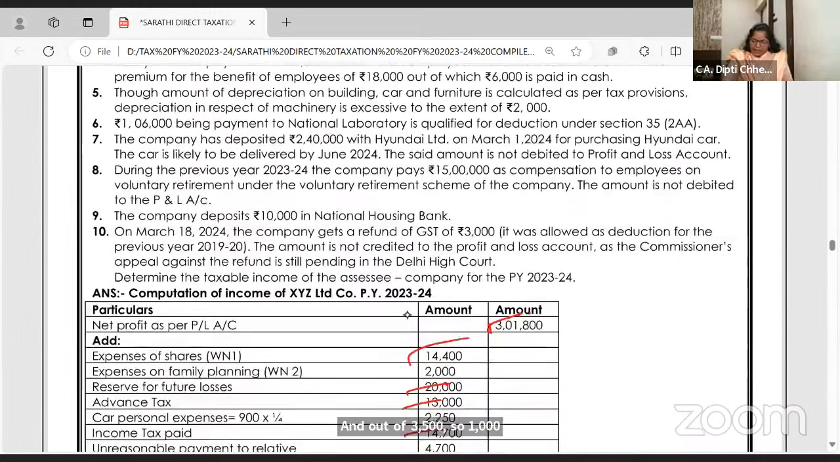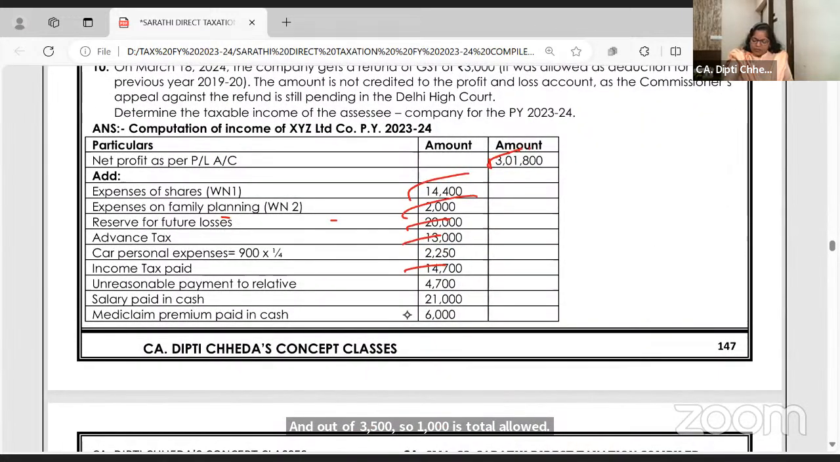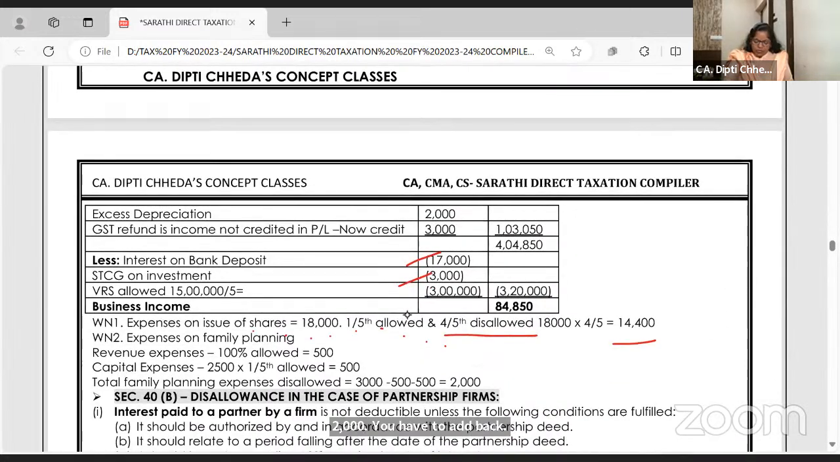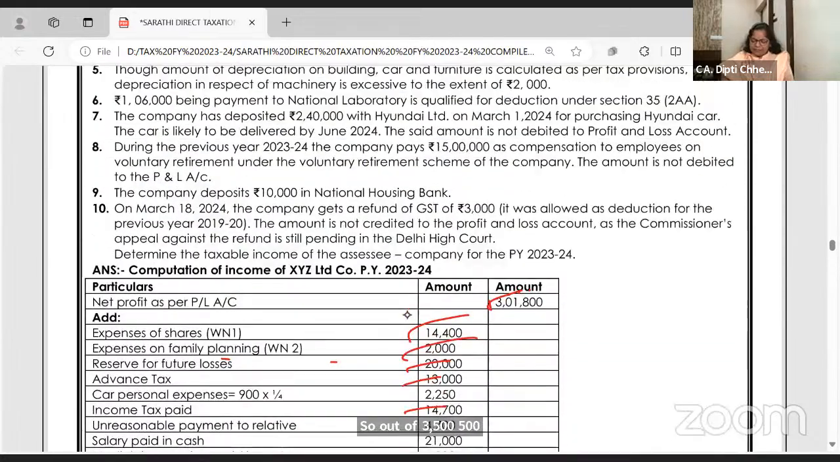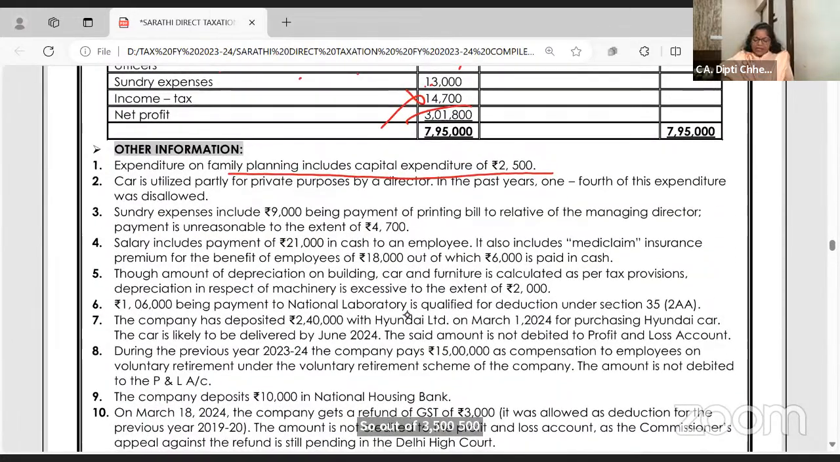2,000 you have to add back. 2,000 family expense, working note 2. Come. Revenue expense 100% allowed. Capital 500 allowed. So out of 3,500, 500 is allowed and 2,000 disallowed. Easy. Very easy. Car is utilized partly for private purpose by a director. In the past year, 1/4 of this expenditure was disallowed.